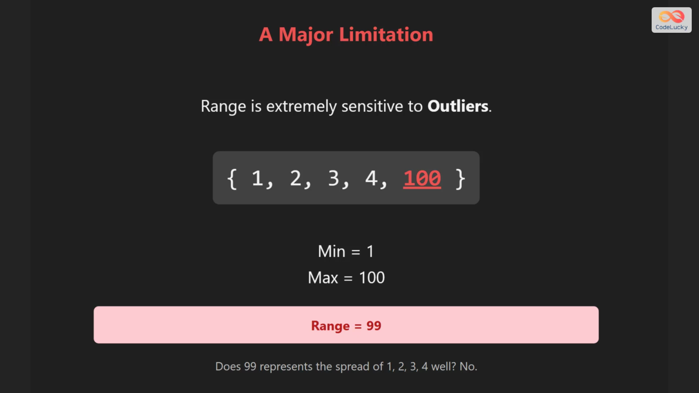However, there is a major limitation you must know. The range is extremely sensitive to outliers. Look at this dataset, 1, 2, 3, 4, and 100. The range is 100 minus 1, which is 99.